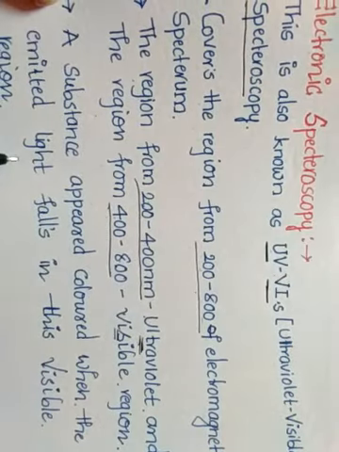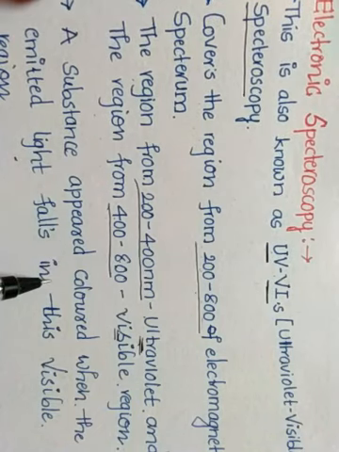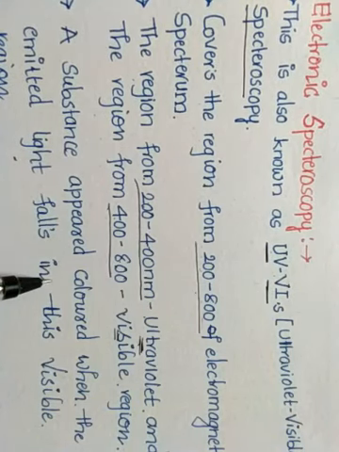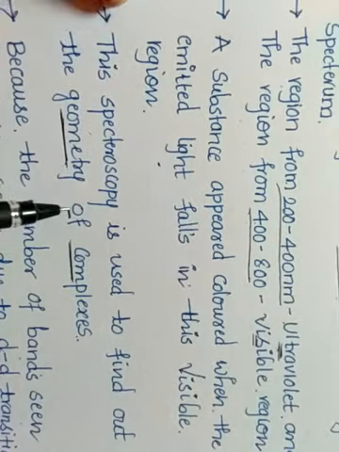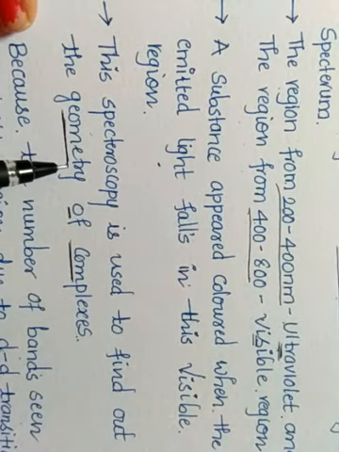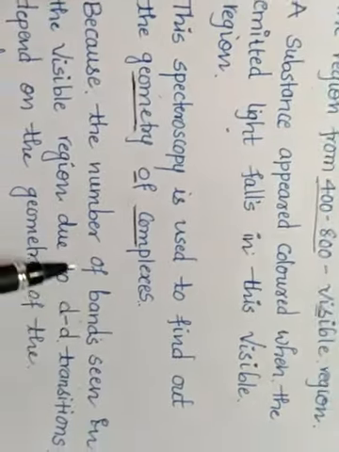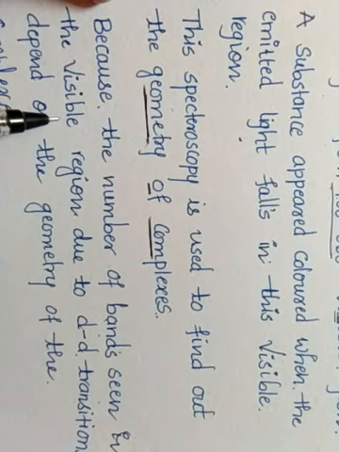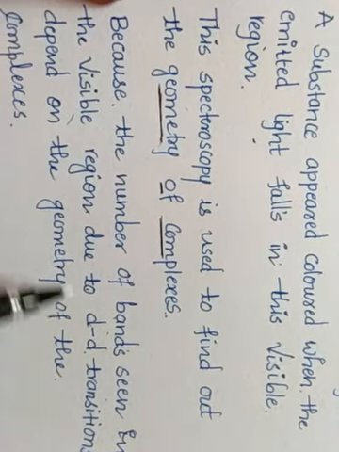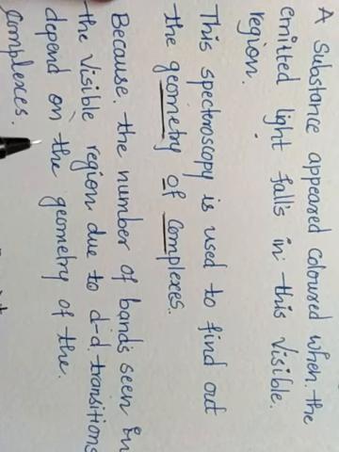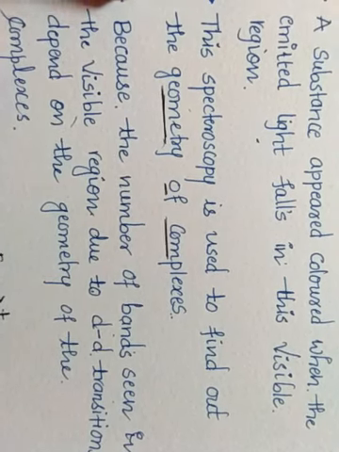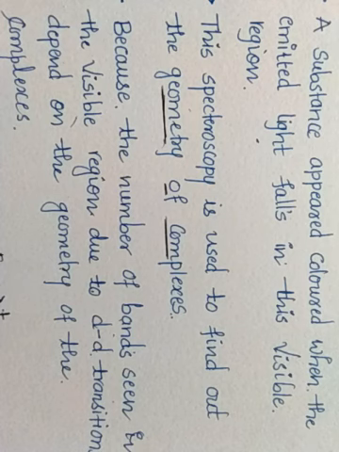Next, a substance appears colored when emitted light falls in the visible region, isn't it? Now next, this is the spectroscopy which can be used to find out geometry. Why? It is based on the number of bands appearing in the visible region due to dd transitions, which depend on the geometry of complexes. This is about electronic spectroscopy.